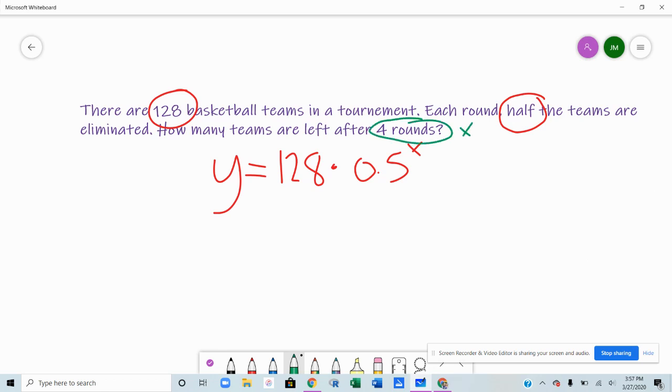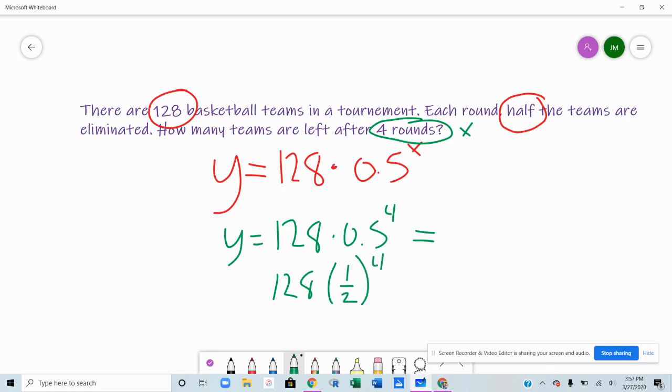There is your X value. So y equals 128 times 0.5 to the 4th, and then you can go ahead and type it in your calculator. Please do so to make sure you get the same answer that I get. 128 times either 1/2, which if you do it in Desmos or in your calculator and you do a half, you probably want to put that 1/2 in parentheses. Either way, you should get 8 teams.